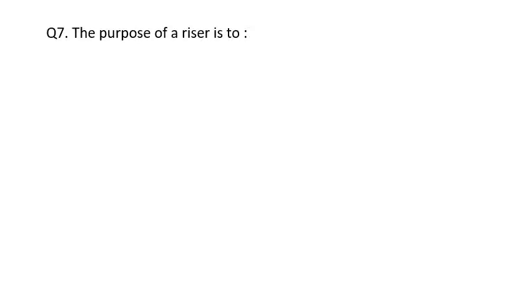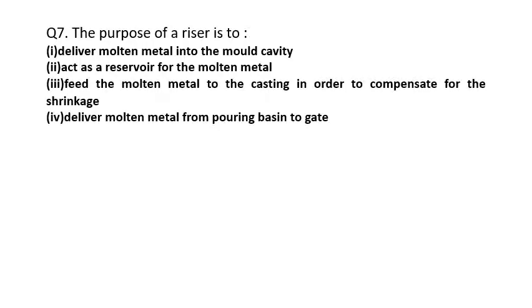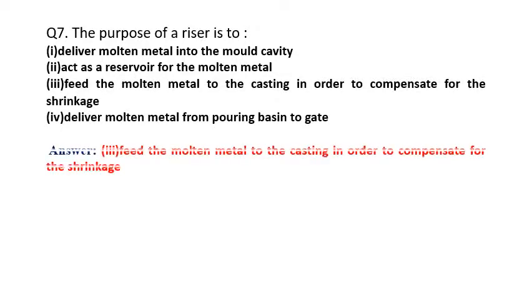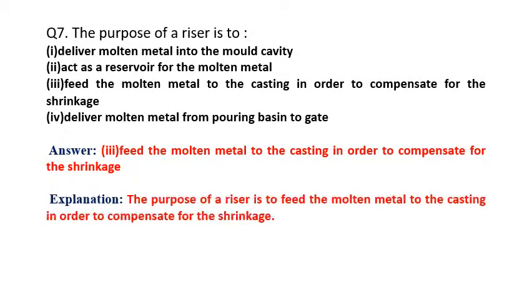The purpose of a riser is to: 1. Deliver molten metal into the mold cavity. 2. Act as a reservoir for the molten metal. 3. Feed the molten metal to the casting in order to compensate for the shrinkage. And 4. Deliver molten metal from pouring basin to the gate. Answer is 3. Feed the molten metal to the casting in order to compensate for the shrinkage. The purpose of a riser is to feed the molten metal to the casting in order to compensate for the shrinkage.